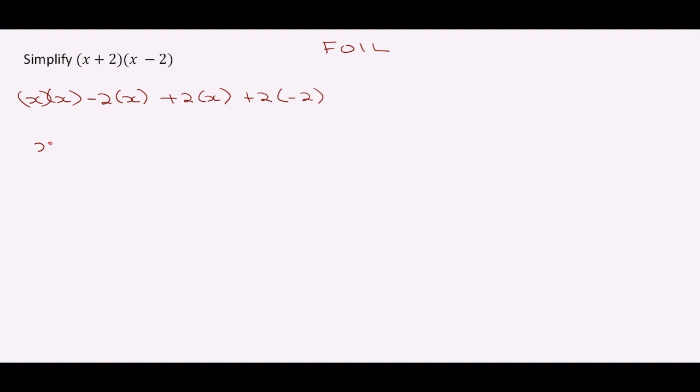So this is going to give us x squared minus 2x plus 2x minus 4. So minus 2x plus 2x is 0. So x squared plus 0 minus 4, which is going to give us x squared, 0 minus 4 is minus 4. x squared minus 4.